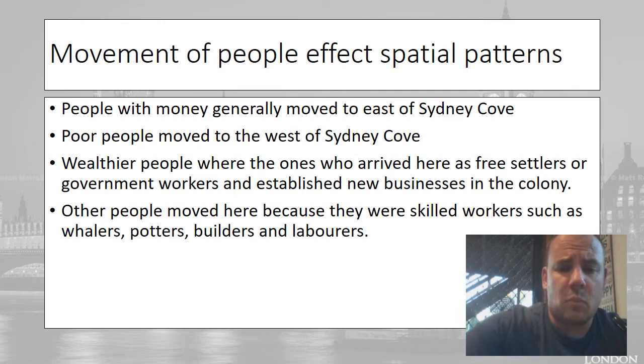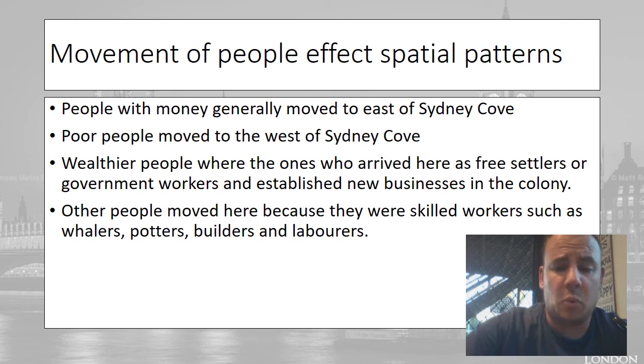Now, how does the movement of people affect spatial patterns? Well, basically, in Sydney's history, the wealthier people moved to the east of Sydney Cove, so where Government House and the Opera House are now, that was considered a rich area, and the poor people moved to the west of Sydney Cove, which is the Rocks.